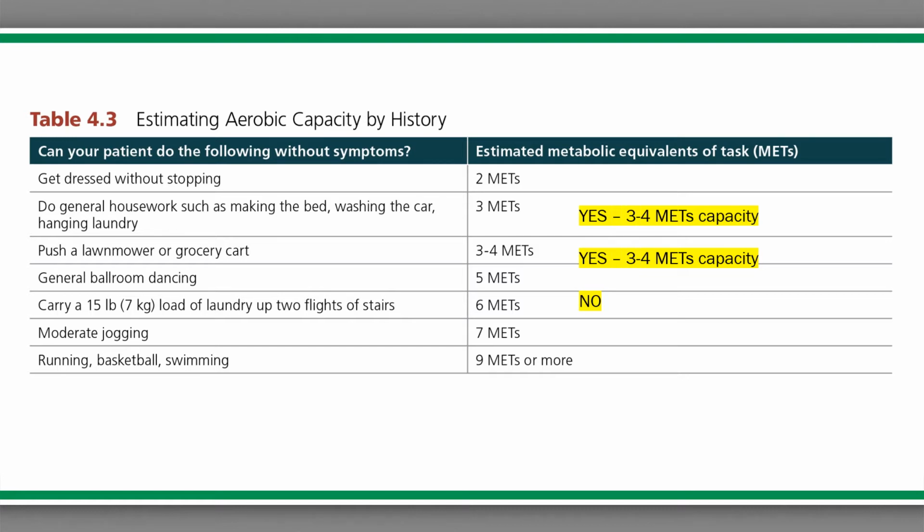General housework, hanging laundry, which actually is pretty taxing because you put your arms over your head, which increases blood pressure. Yes, she can do that. She can push a grocery cart. We don't know if she can push a lawnmower. But we know that she can't carry laundry up 2 flights of stairs. So we know she has a 3 to 4 Met capacity as she's described it so far, which is quite low.